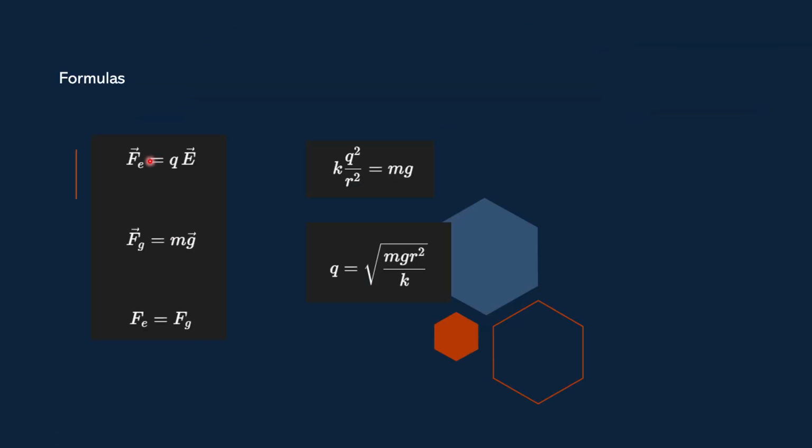We have the force of electricity, of course, the electric field. We have the force of gravity, which is the simple mg, delightful. And then we have them equal to each other. We can see that expanded out over here, where we then solve for q.